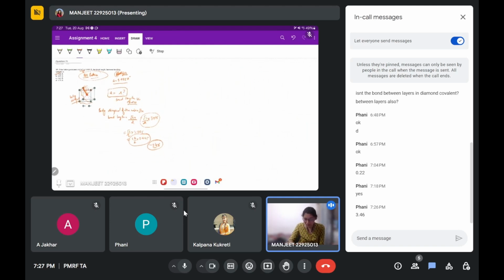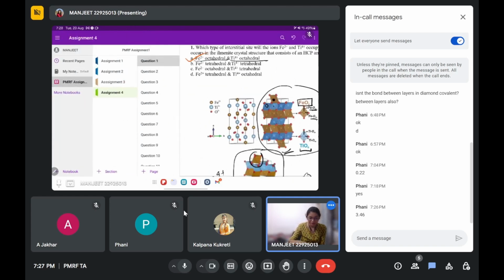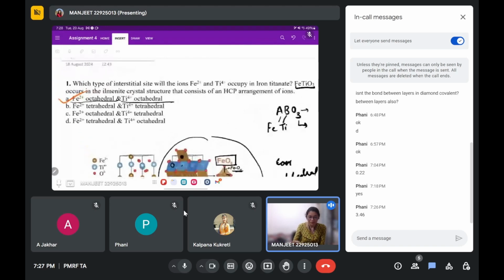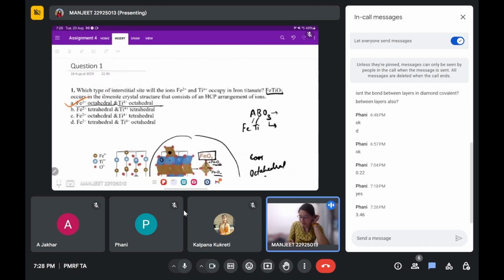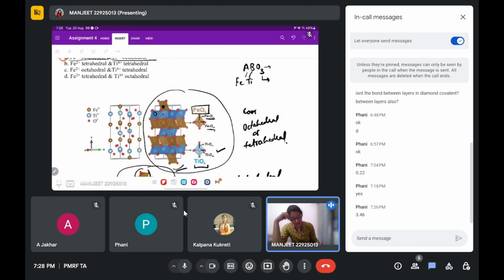Let me discuss again from the first one, just briefly. Then we will come to your question one. In the first question they asked which type of interstitial site the iron and the titanium will occupy in FeTiO3. Basically FeTiO3 exists in the form of ABO3. If you look at this, the Fe and the titanium are surrounded by six oxygen atoms in both lattices.